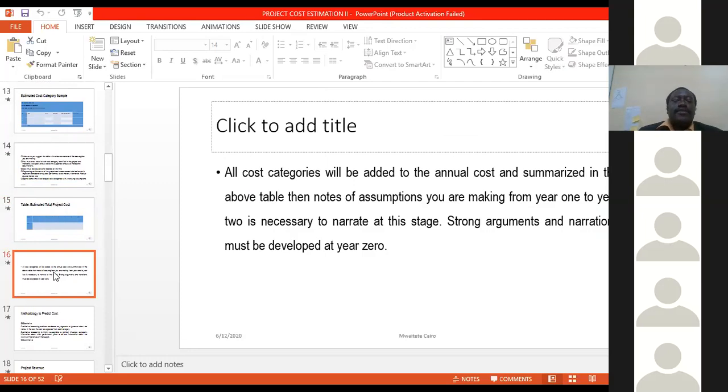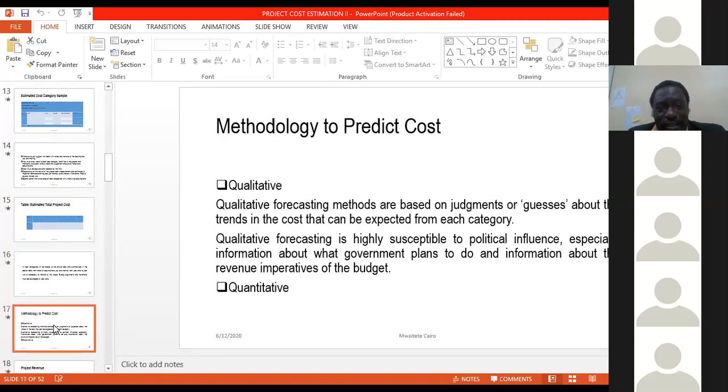All right. So all the cost categories will be added to the annual cost and summarized in the table above. Then notes of the assumptions you are making from year 1 to year 2 are necessary to narrate at this stage. Strong arguments and narration must be developed at year 0. I have already said that.